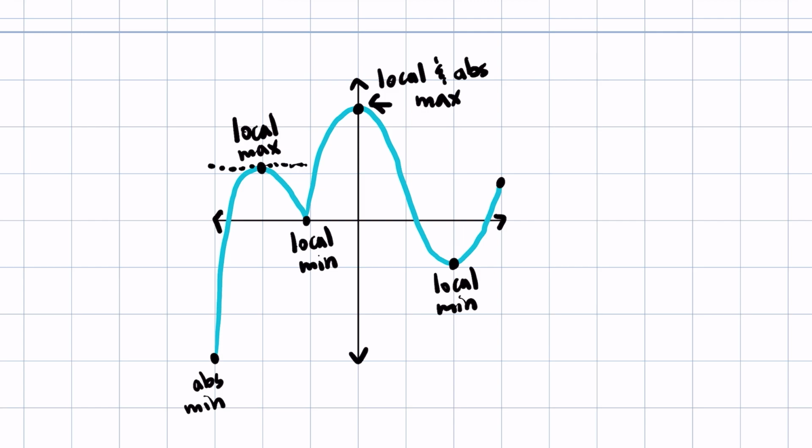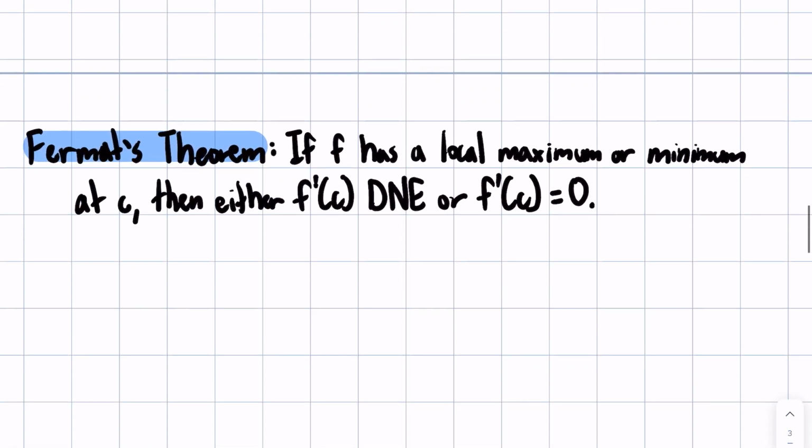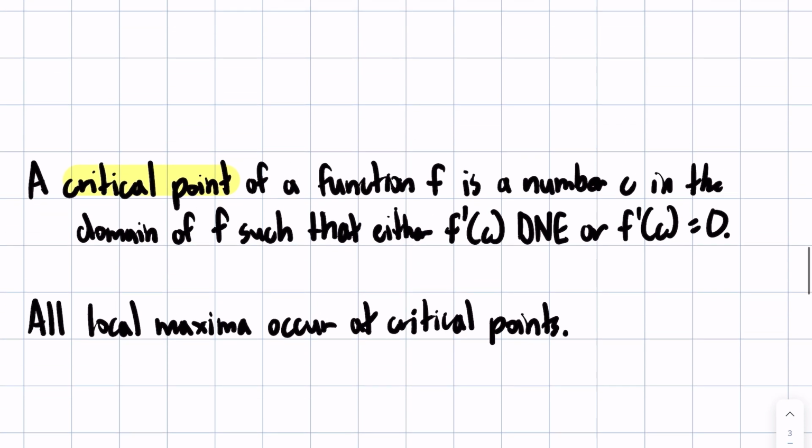This is also, as well as being an absolute maximum, a local maximum, and the tangent line looks like this. The slope is 0. And then here, the tangent line looks like this. Its slope is 0. So looking at the graph, this definitely makes a lot of sense. A critical point of a function is going to be a number in the domain where either the derivative at that point is 0 or it doesn't exist. And so critical points are places where we could have a local maximum or minimum. In fact, all local maxima occur at critical points.